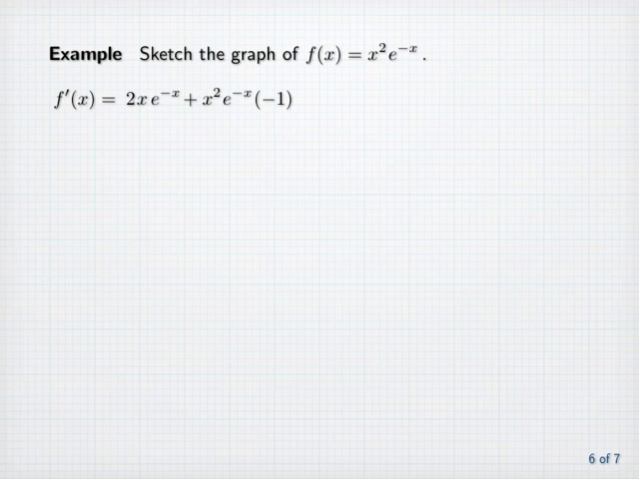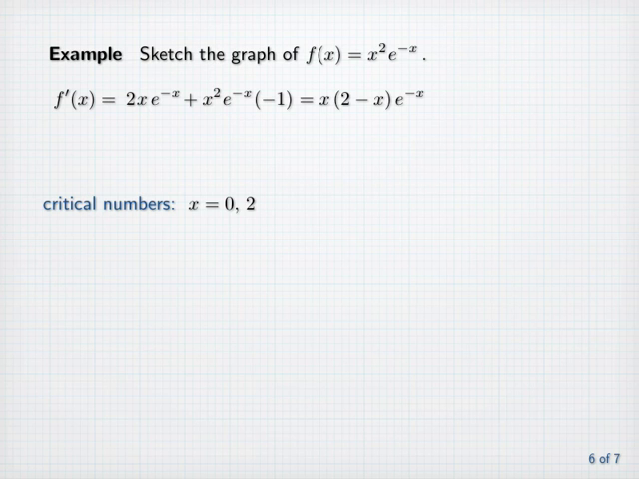Now let's simplify here by factoring out an x and also factoring out e to the minus x, leaving the third factor to be 2 minus x. So we can now take note of the fact that we've got two critical numbers, x equals 0 and x equals 2. Notice that the e to the minus x factor is never 0.